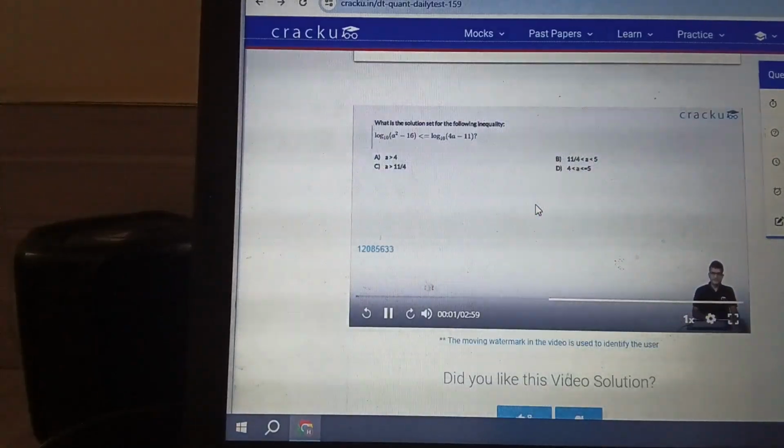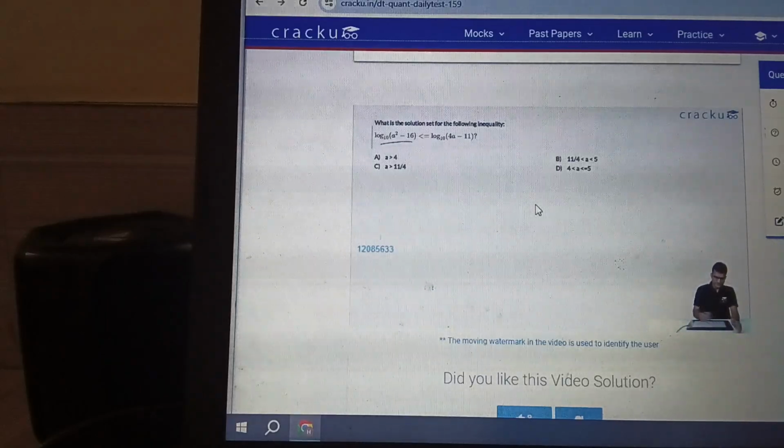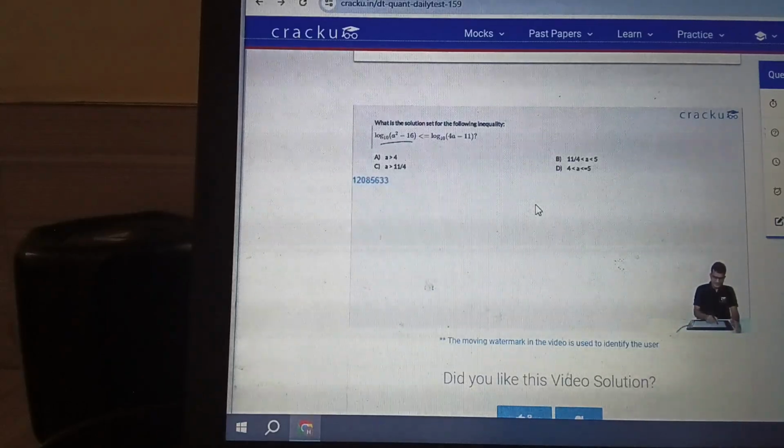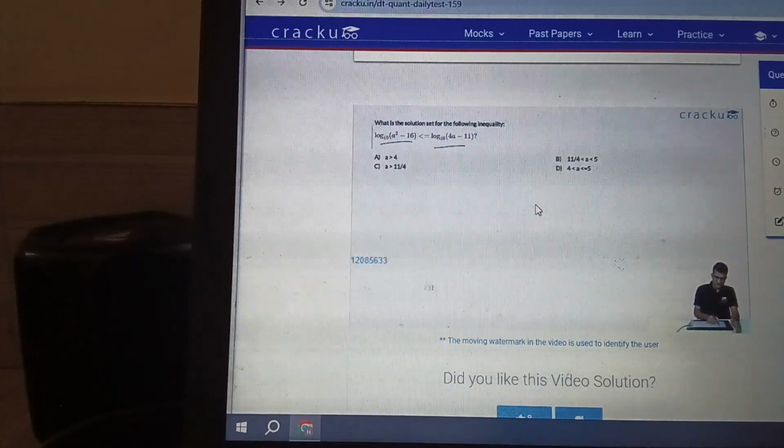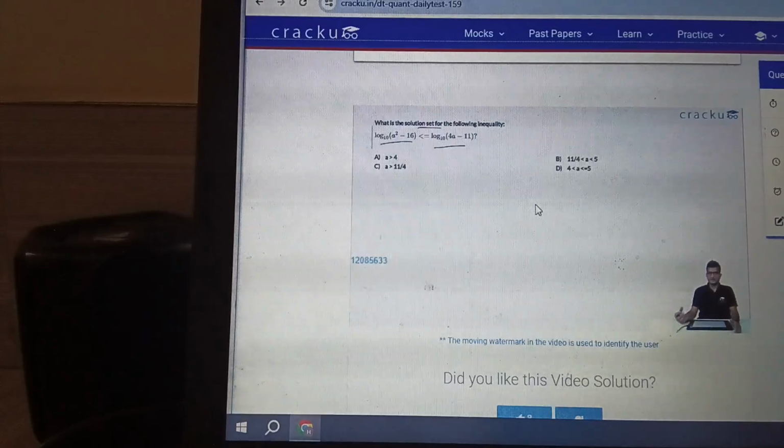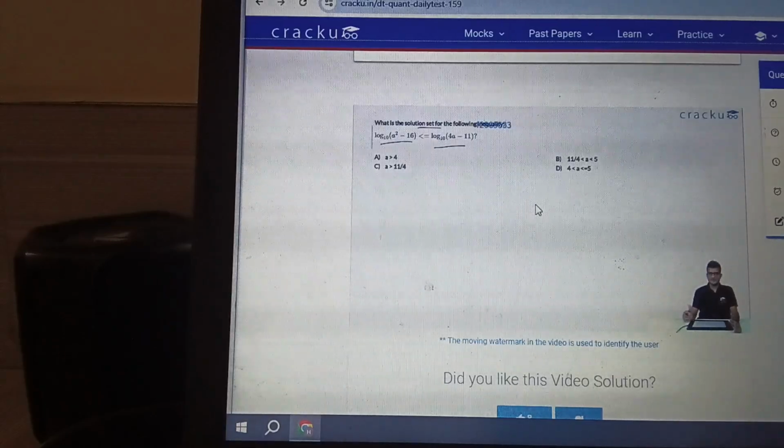Question: we are given an inequality in a logarithm. We are told that log of a square minus 16 to the base 10 is less than or equal to log of 4a minus 11 to the base 10, and we are required to calculate the solution set. That is, we are required to calculate what are the values of a which satisfy this given inequality.